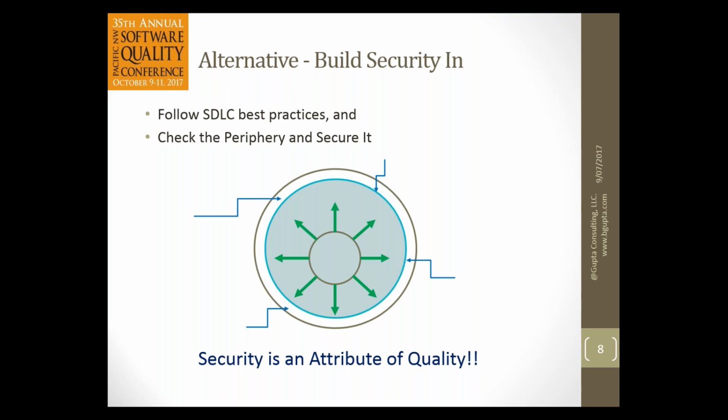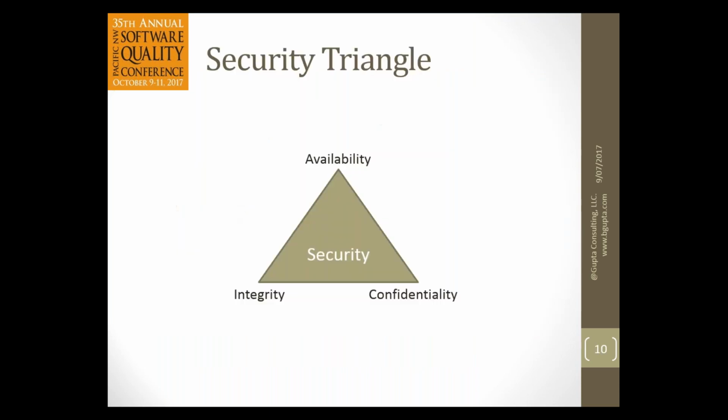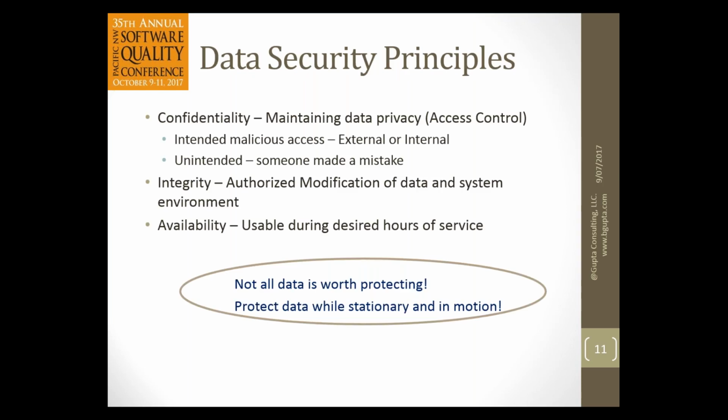I always want to say that security is not on its own. It is an attribute of quality. It should be included as part of the software quality. We're going to go through some basic principles of security. If you look at the security triangle, the three aspects of security are confidentiality, integrity, and availability. We will elaborate on this.